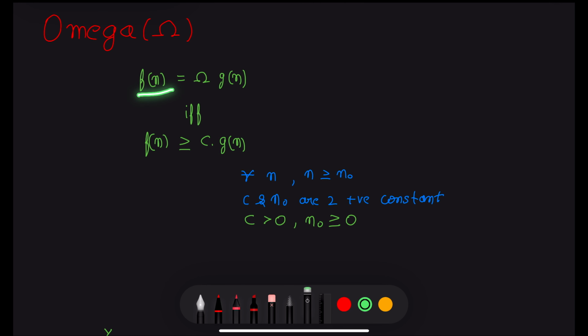Consider two functions, f(n) and g(n). f(n) is said to be omega of g(n) if and only if f(n) is greater than or equal to c into g(n) for all n greater than or equal to n naught, where c and n naught are two positive constants, where c is greater than 0 and n naught is greater than or equal to 0.